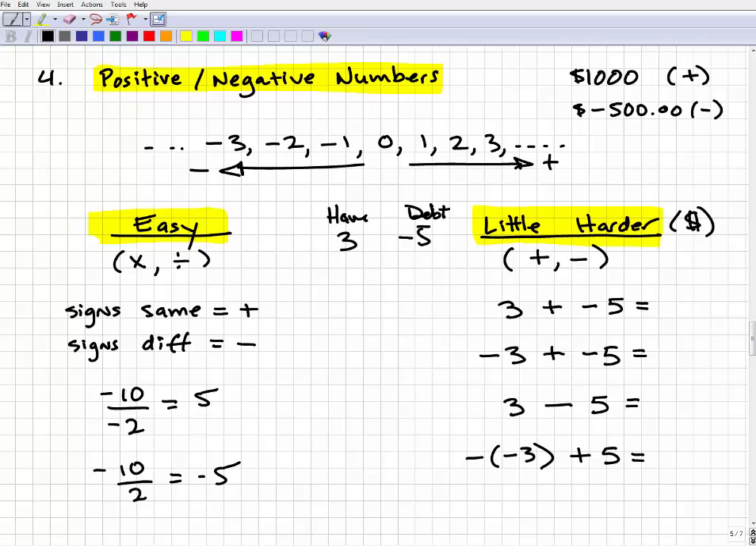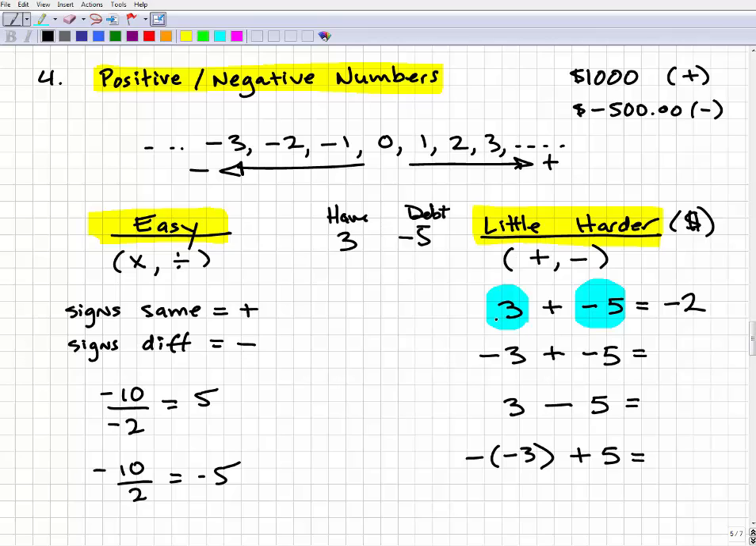So this first problem here, let's say you have $3 in your pocket. But now somebody comes up to you and says, hey, listen, remember that $5 that you owe me? Now you owe somebody $5. So you have $3 in your pocket, that's all you have, and now we find out you owe somebody $5. So what happens? Well, you give that person your $3, and you're left with just $2 in debt. So 3 plus -5 is -2.